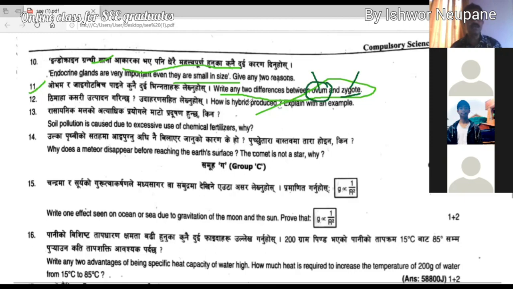Now, students, we are in question number 12. How is hybrid produced? Explain with an example. This is the question. So, do you have the answer? Hybrid is produced by crossing two pure organisms. Example.